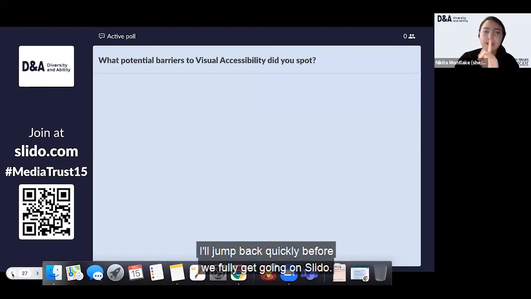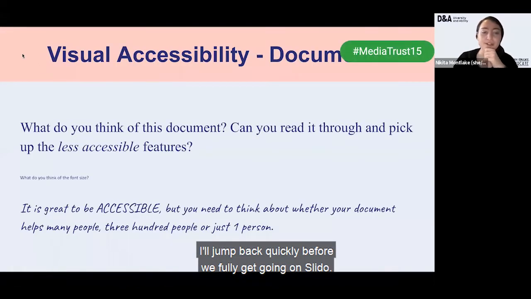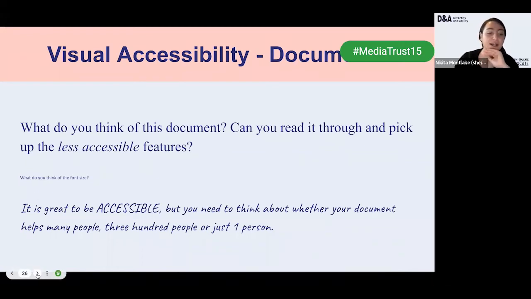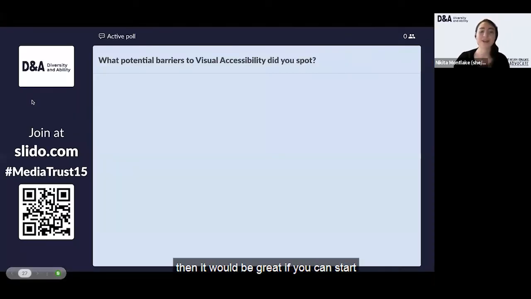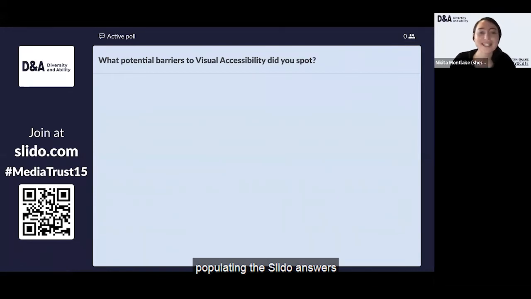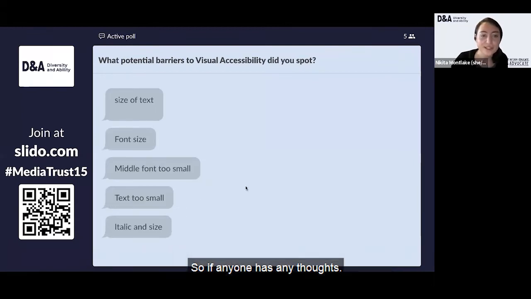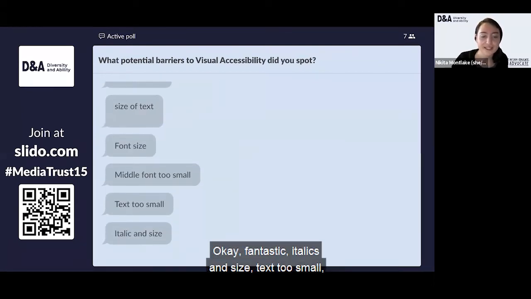I'll jump back quickly before we fully get going on Slido. So just have a look at what is in front of you. And if you feel like there's anything that's inaccessible about this page, then it would be great if you can start populating the Slido answers, and then we'll run through some really key tips around visual accessibility. So if anyone has any thoughts, okay, fantastic.